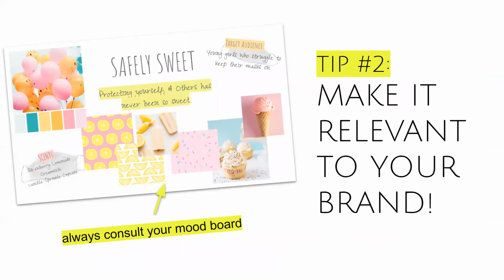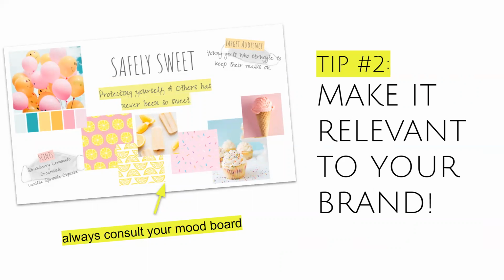Tip number 2 is to make sure that it's relevant to your brand. So you should be choosing some kind of type or font that is going to be conducive to your brand. And so always consult your mood board. Here's the one that I'm going to use in my example. And so here's my mood board.